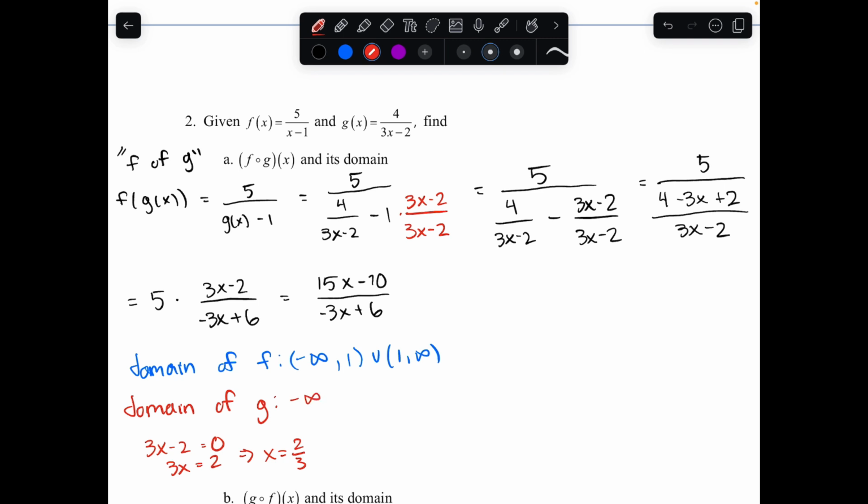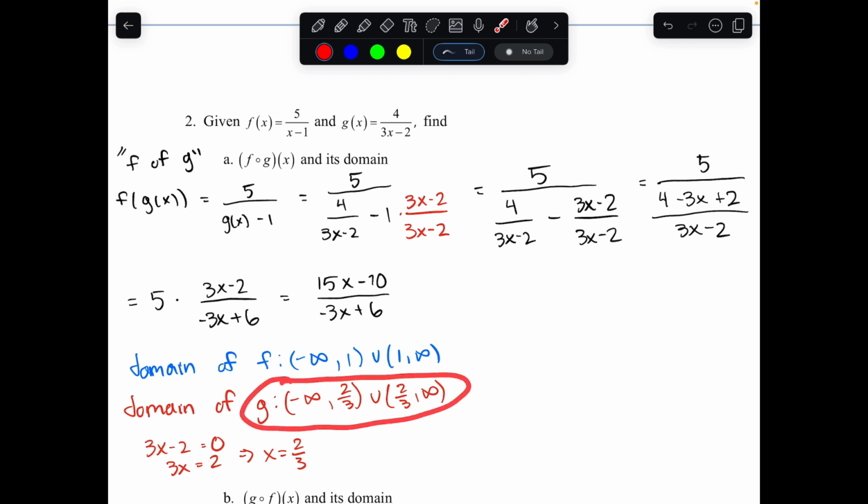So the domain of g goes from negative infinity to 2/3, union 2/3 to positive infinity. Now, one of the things we're going to have to be careful of is not just smushing these two domains together in order to get our domain of our composition of functions. We have to be careful because one of them is an input. As in, g is my input for my function f.